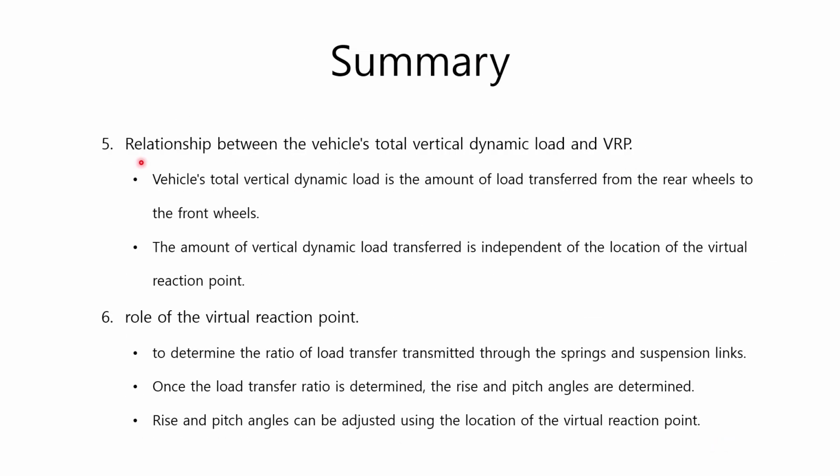The relationship between the vehicle's total vertical dynamic load and the virtual reaction point has been explained. In rear-wheel braking, the vehicle's total vertical dynamic load is the amount of load transferred from the rear wheels to the front wheels. The amount of vertical dynamic load transferred is independent of the location of the virtual reaction point. The role of the virtual reaction point is to determine the ratio of load transfer transmitted through the springs and suspension links. Once the load transfer ratio is determined, the rise and pitch angles are determined. The rise and pitch angles can be adjusted using the location of the virtual reaction point.